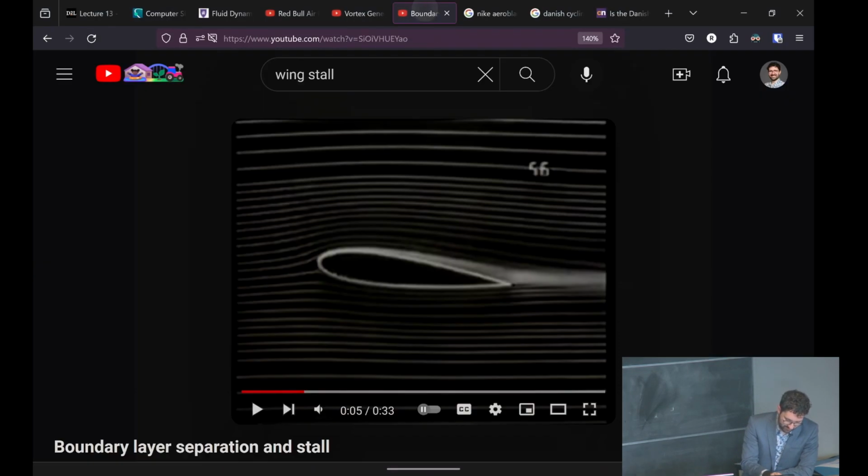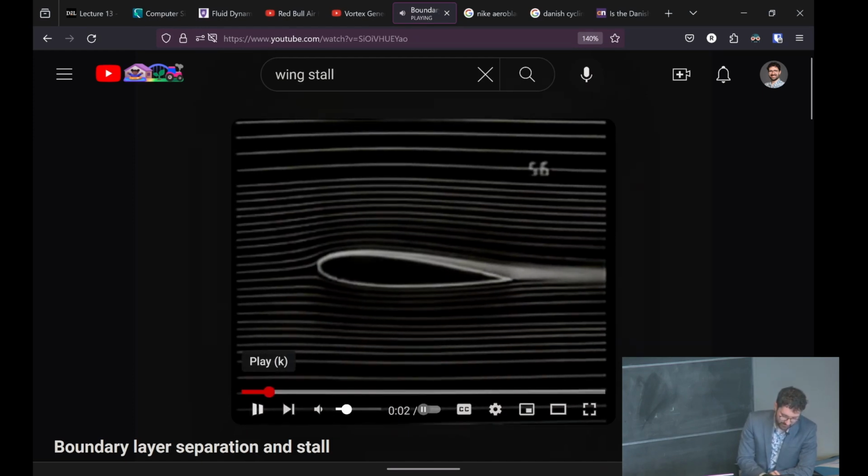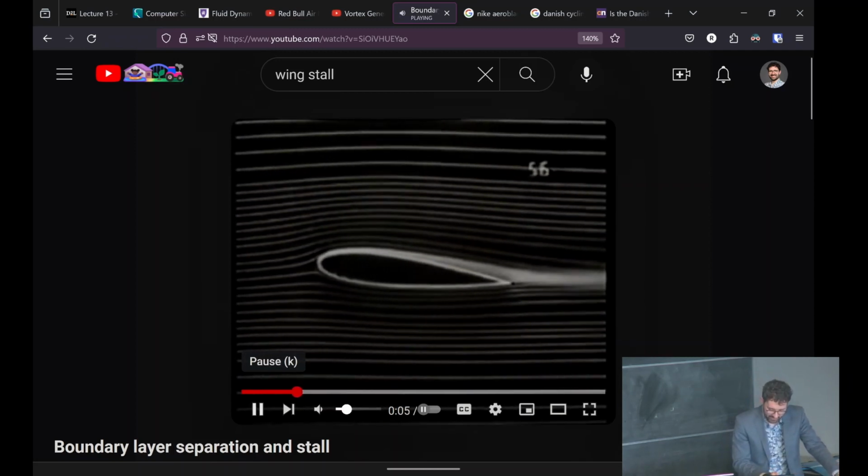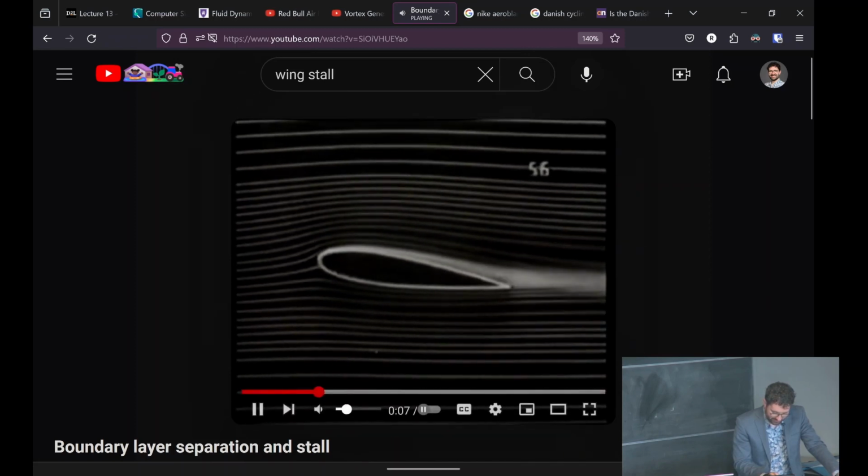So I'll show what I mean by the flow being attached now. If you've heard of airfoil stalling or a plane stalling, that occurs when the flow becomes unattached. So right now this flow is attached to the surface of the airfoil.